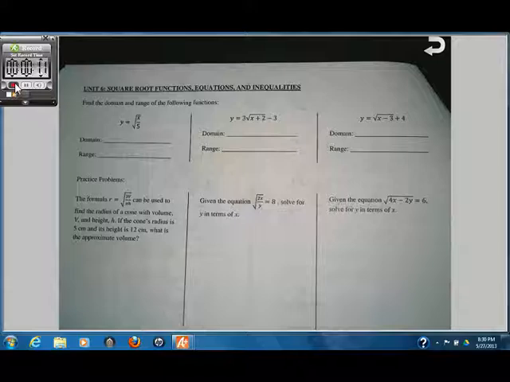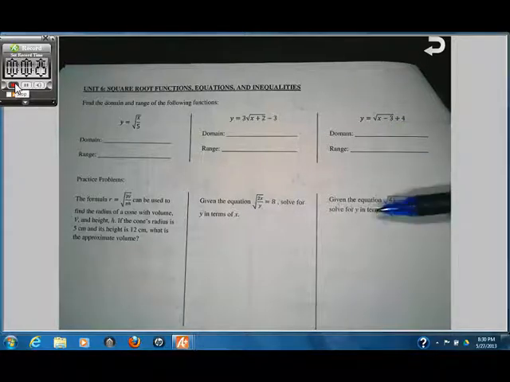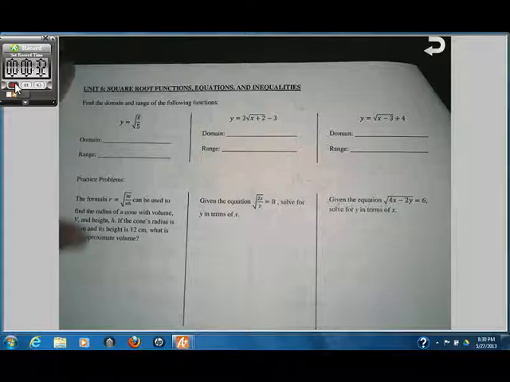Unit 6: square roots, functions, equations, and inequalities. Okay, again, this is kind of high. Do you know what you're looking at? When you're graphing a square root function, while it is true you can take the square root of a negative number using your imagination, you're still setting restrictions on the domain. Well, in this case, you've got a domain.